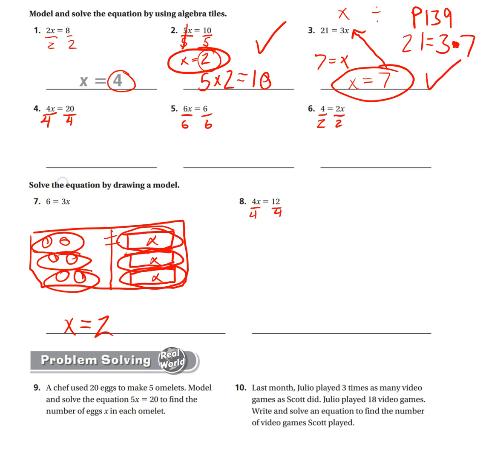And we can see that as well if we divide both sides by 3, right? 3 divided by 3 leaves you with just x. 3 goes into 6 2 times. x equals 2 or 2 equals x.